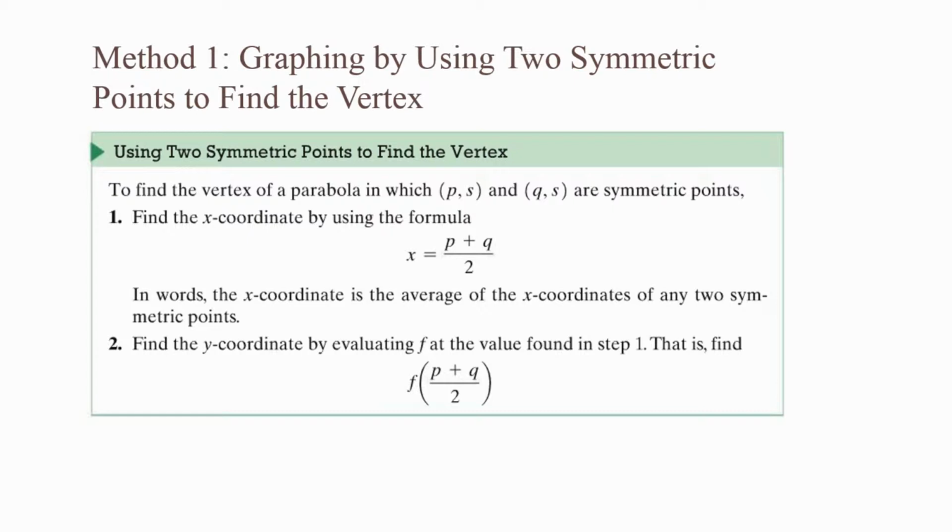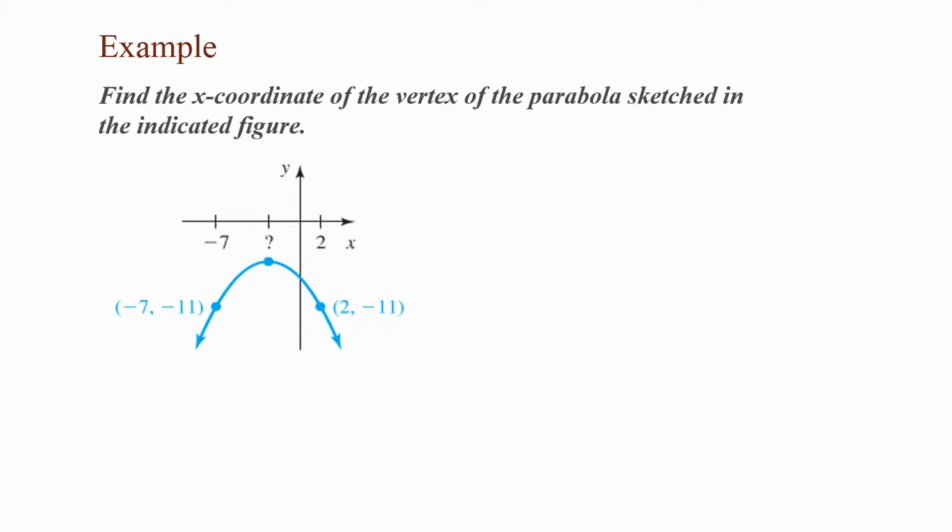2. Find the y-coordinate by evaluating f at the value found in step 1. That is, find f of (p plus q) all divided by 2. In this example, find the x-coordinate of the vertex of the parabola sketched in the indicated figure. For this parabola, we have the ordered pair (-7, -11) and the ordered pair (2, -11). What we're looking for is the x-coordinate of the vertex.